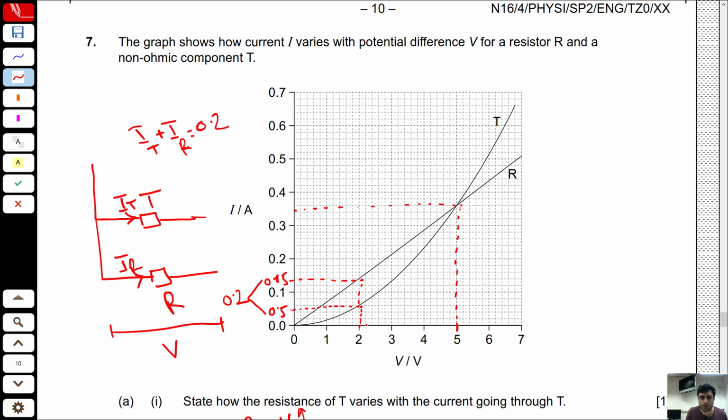So let me explain what is happening here. If you make sure that the voltage across the parallel circuit of T and R components is 2 volt, then the current passing through R will be 0.5, and the current passing through T will be 0.15, and they add up together to give us a current of 0.2 ampere, which is what is passing through the ammeter. So it has to be 2 volts. So 2 volts is the appropriate voltage to supply to this parallel circuit to make sure that the current passing through the branches adds up together to give us 0.2 ampere.